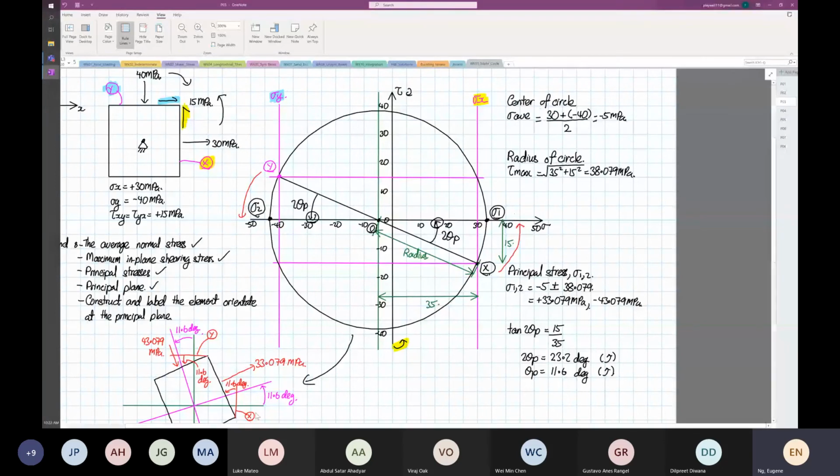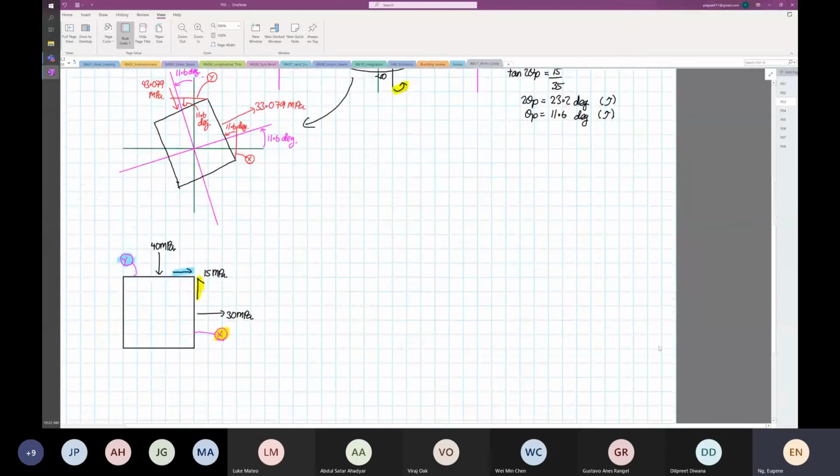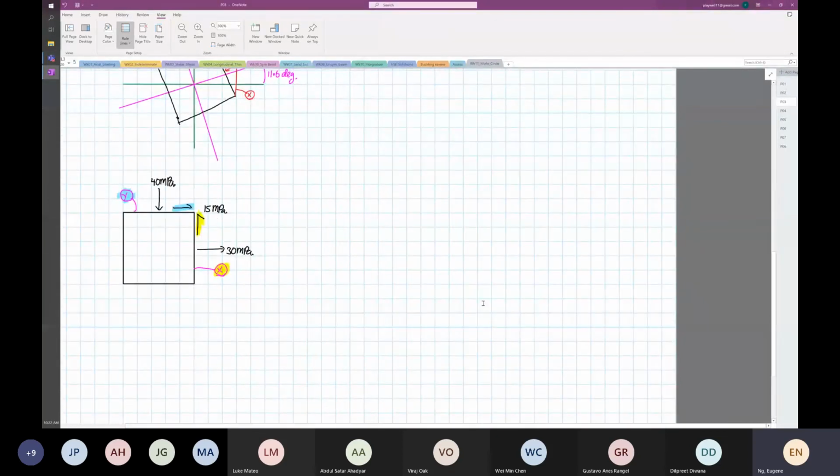Okay, so before we go to break, I want to do this example. We want to... Okay, so now this is our element still, right? Same element. What if now I want to find at a certain plane? Let's say now I want to find a certain plane, and this plane I want to find is at 30 degrees.